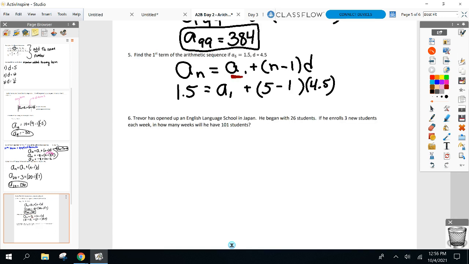Okay, I don't know how comfortable we are solving this. I hope we're comfortable. What's 4 times 4.5? 9, 18. So A1 plus 18. What do you want to do next? Subtract 18. Move the 18 over by subtracting, absolutely. And that'll give us a first term of negative what? 16.5.